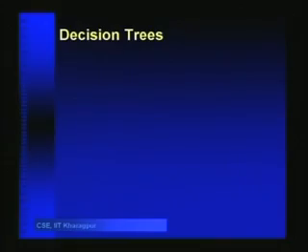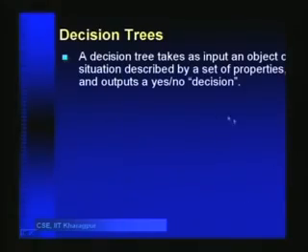The first kind of learning that we are going to study is the learning of decision trees. So let me first introduce what is the meaning of a decision tree. A decision tree takes as input an object or situation described by a set of properties and outputs a yes/no decision.